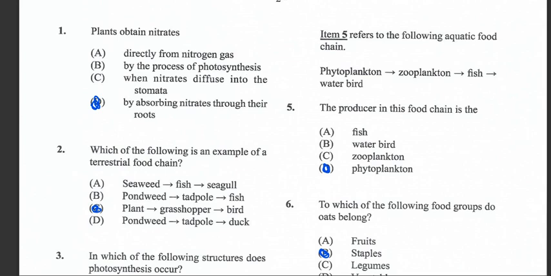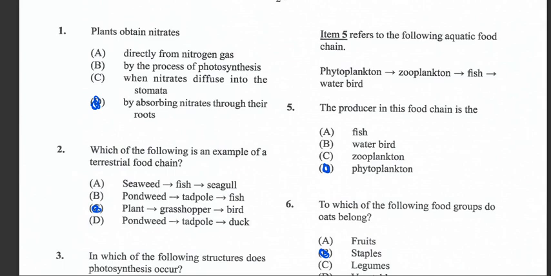Number 2 asks which of the following is an example of a terrestrial food chain. When we're talking about a terrestrial food chain, we're talking about plants, starting from the primary producer. There we have the plant, the grasshopper, and then the bird. The plant is the food for the grasshopper, and the grasshopper is the food for the bird. So we are talking about the terrestrial food chain, and therefore the answer would be C here.